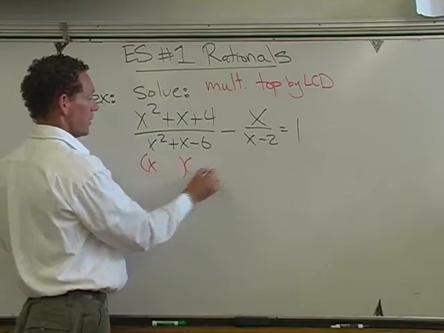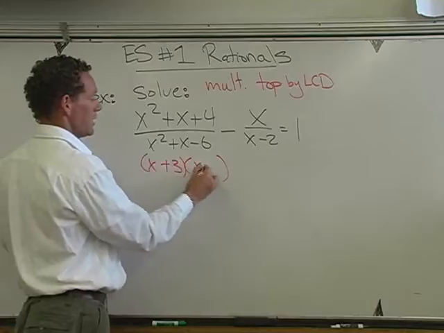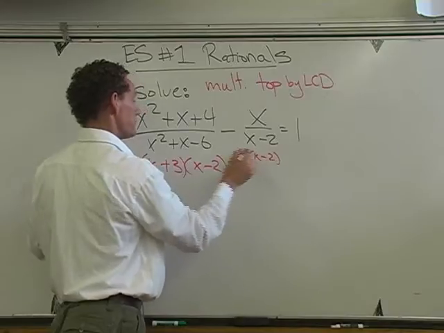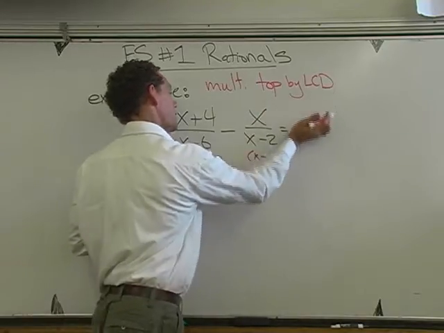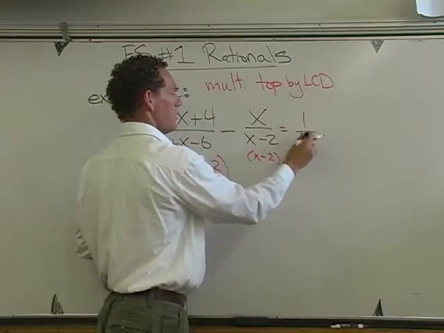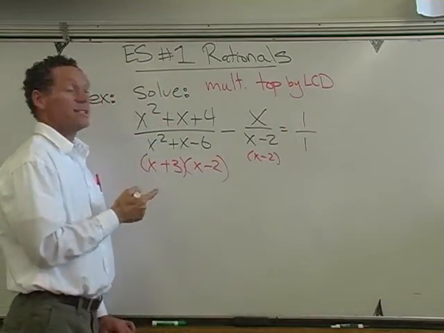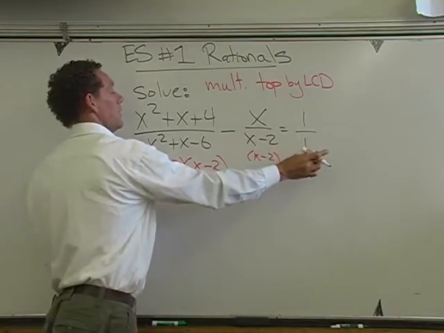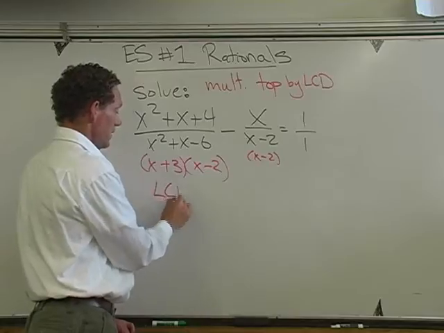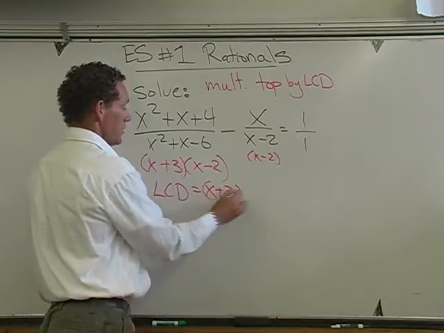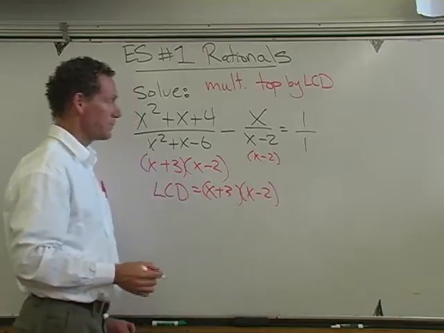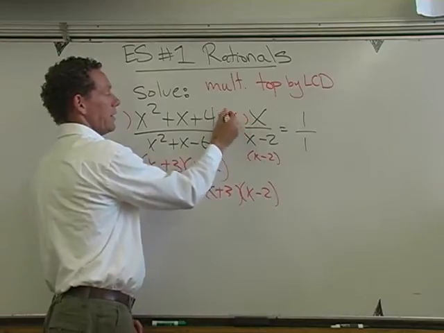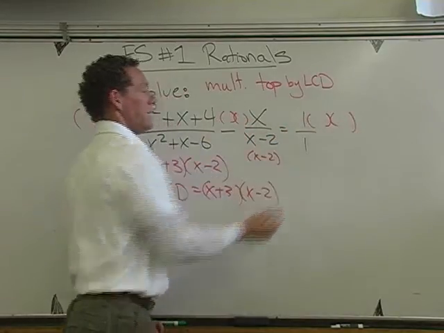Okay, great. So we're going to factor this. Looks like x plus 3 times x minus 2, which is good because we have an x minus 2 here. And this 1 I'm going to express as just a 1 over 1. The least common denominator, the smallest thing that this divides into evenly, this divides into evenly, and this divides into evenly, is x plus 3 times x minus 2. And we are going to multiply here, here, and here.